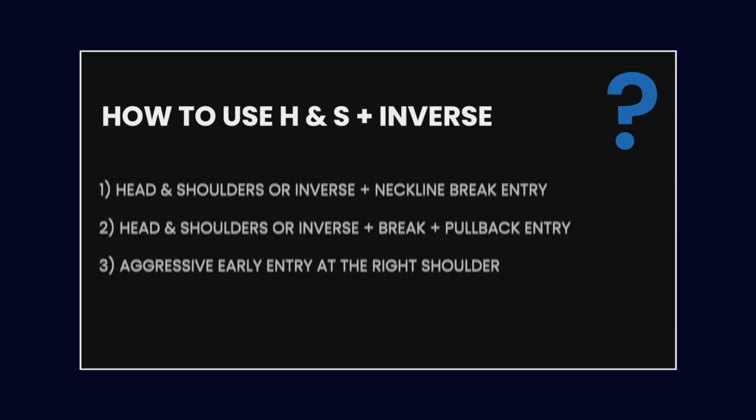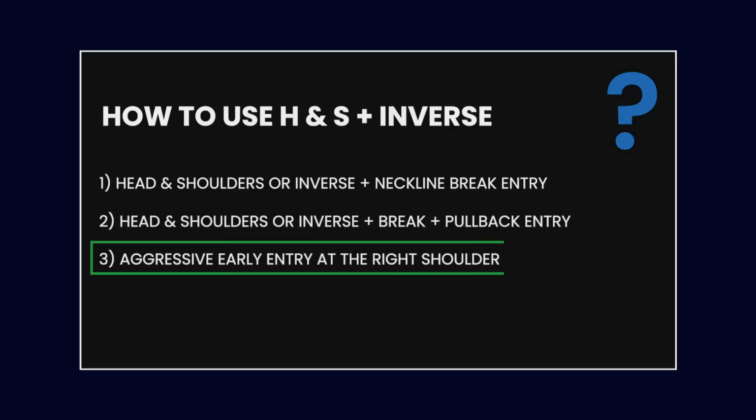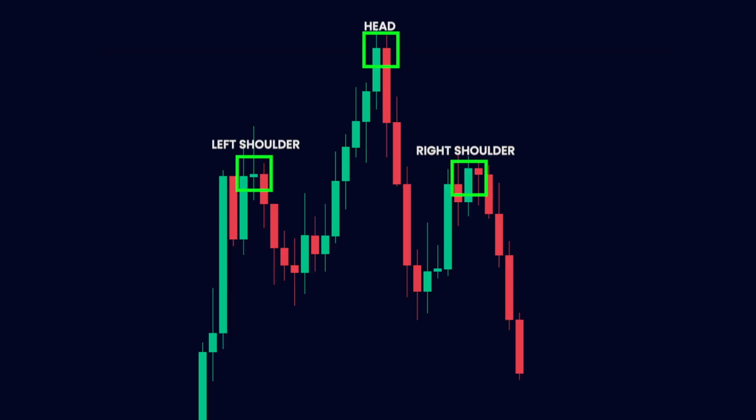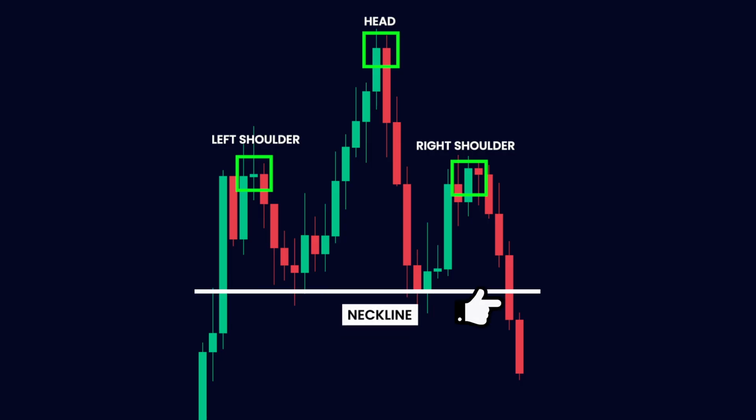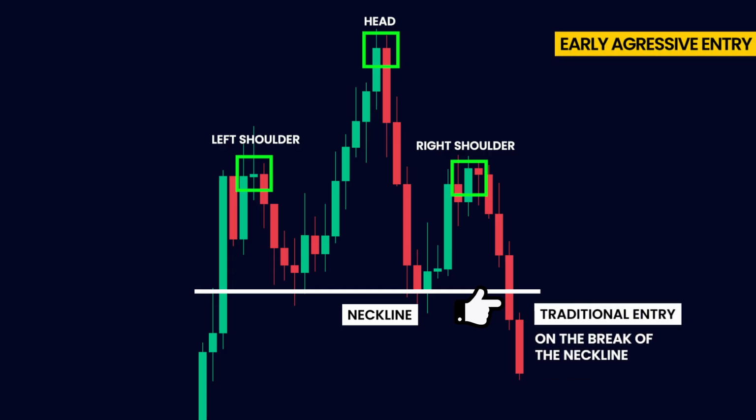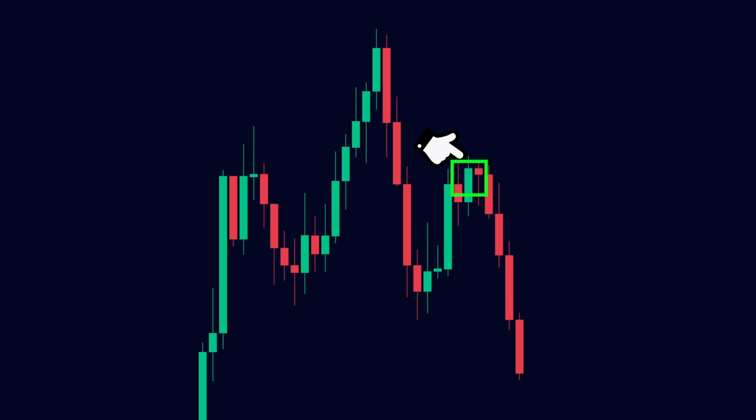Now let's look at the third variation, an early and more aggressive entry taken at the right shoulder of the pattern. Typically, traders wait for a confirmed neckline break in the head and shoulders formation before entering a short position. But this method takes things a step further by identifying a potential trade opportunity before the neckline breaks, right at the formation of the right shoulder.